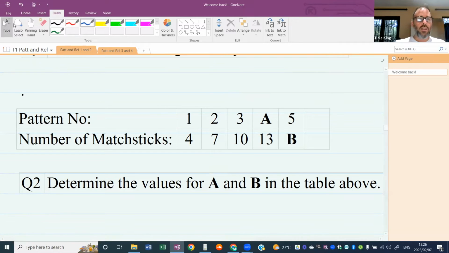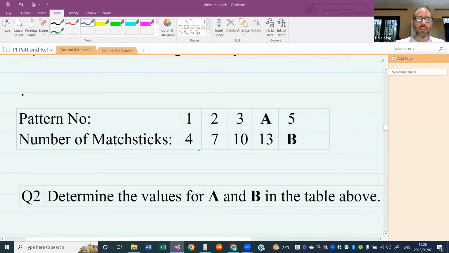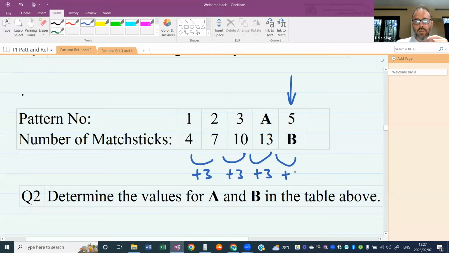And what we see here, let me quickly make some space, is that every time we move from one pattern number to the next, like from 4 to 7, we are increasing it by 3. Then from 7 to 10, we are increasing it by 3. And then from 10 to 13, we are increasing by 3. Now, because of this pattern, you inferred, or deduced, that the next number in the pattern had to have the same change. Which means you would have said from 13 to B is plus 3.